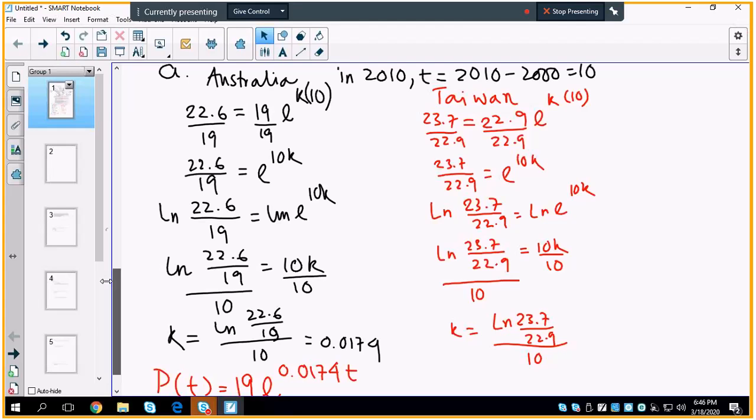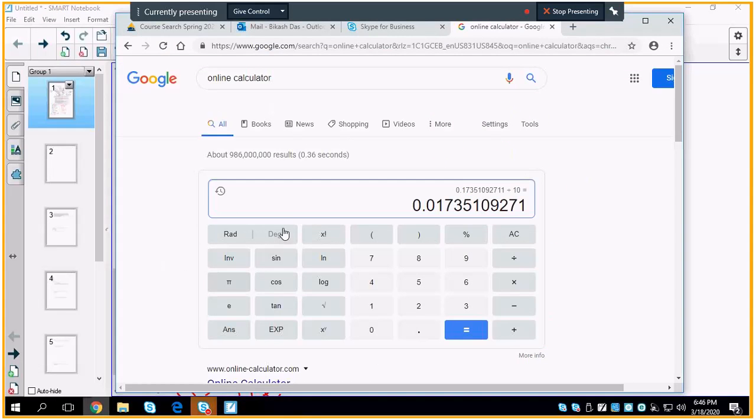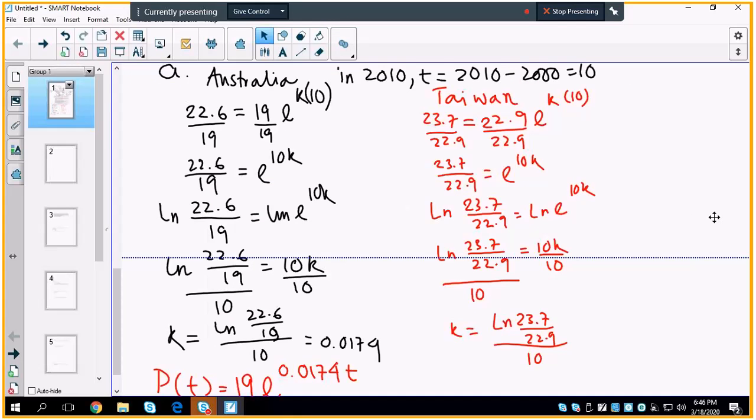So I'm going to simplify this in my calculator. Again, remember I'm rounding my answers to 4 decimal places. So I will first do 23.7 and divide it by 22.9, then take the natural log of this answer, and then divide this answer by 10, which will give me k when rounded to 4 decimal places. So that's 0.0034. So I'm going to go ahead and say that k is approximately equal to 0.0034.